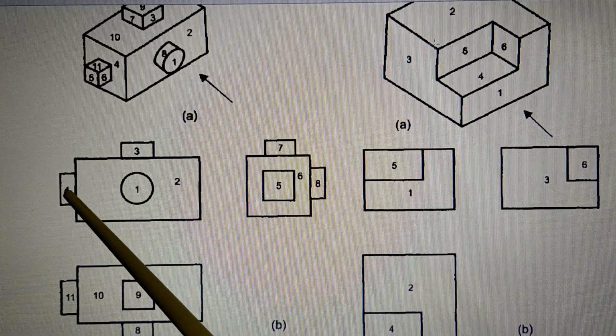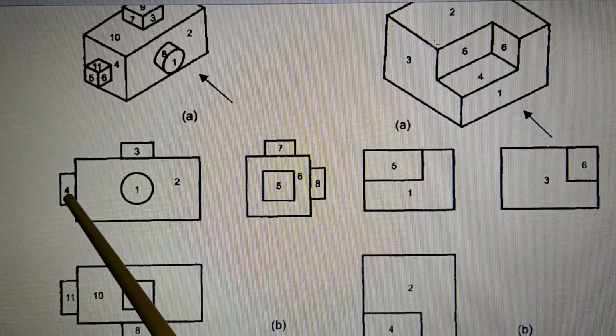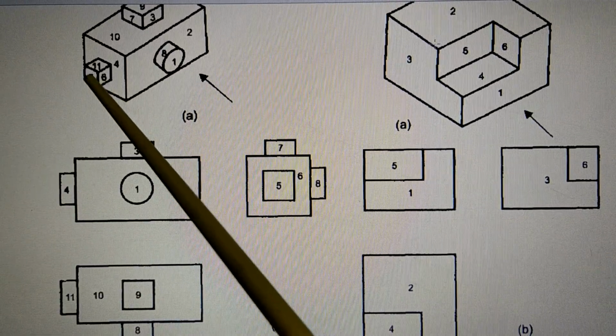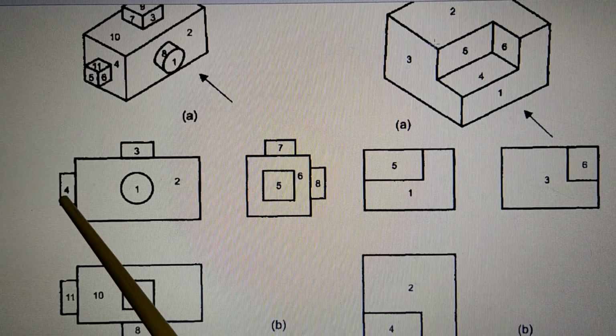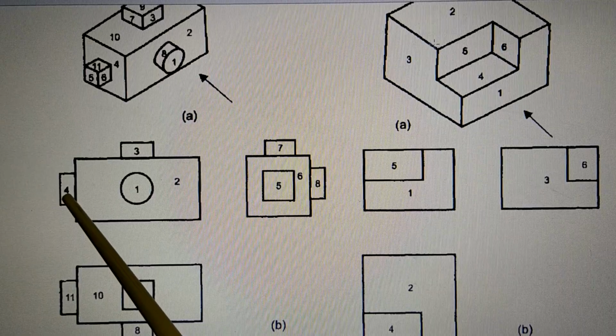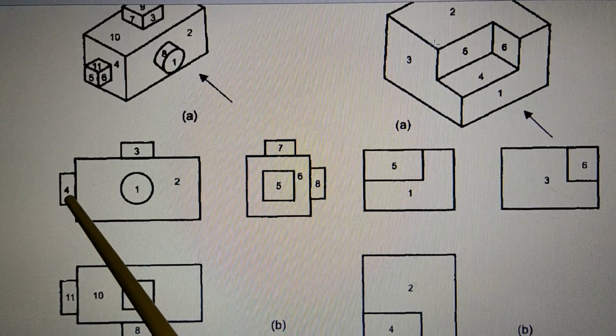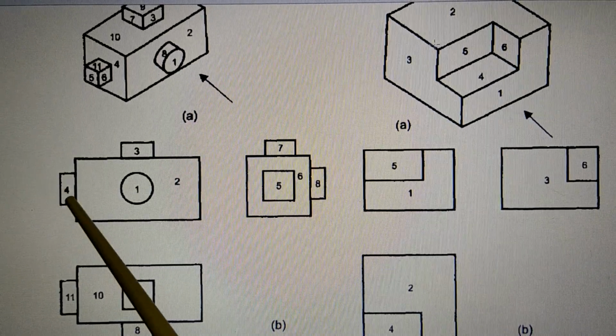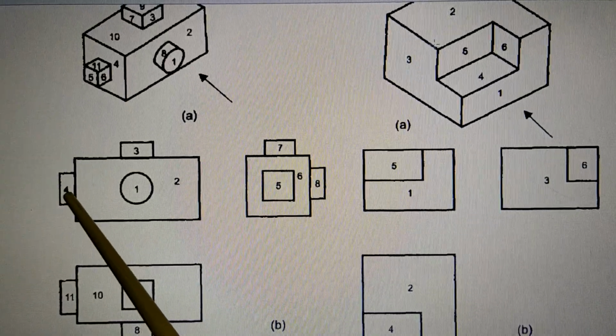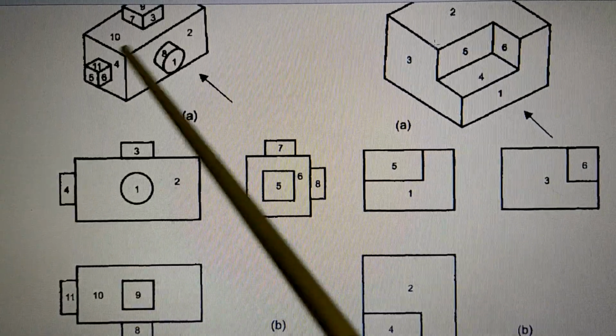Now see, there is a mistake here. This is not 4. This should be 6. The 6 is written here, and here you have to write 6. But they have written 4. So when you draw this figure, you have to draw 6 here. Write 6 here. That is the front view.